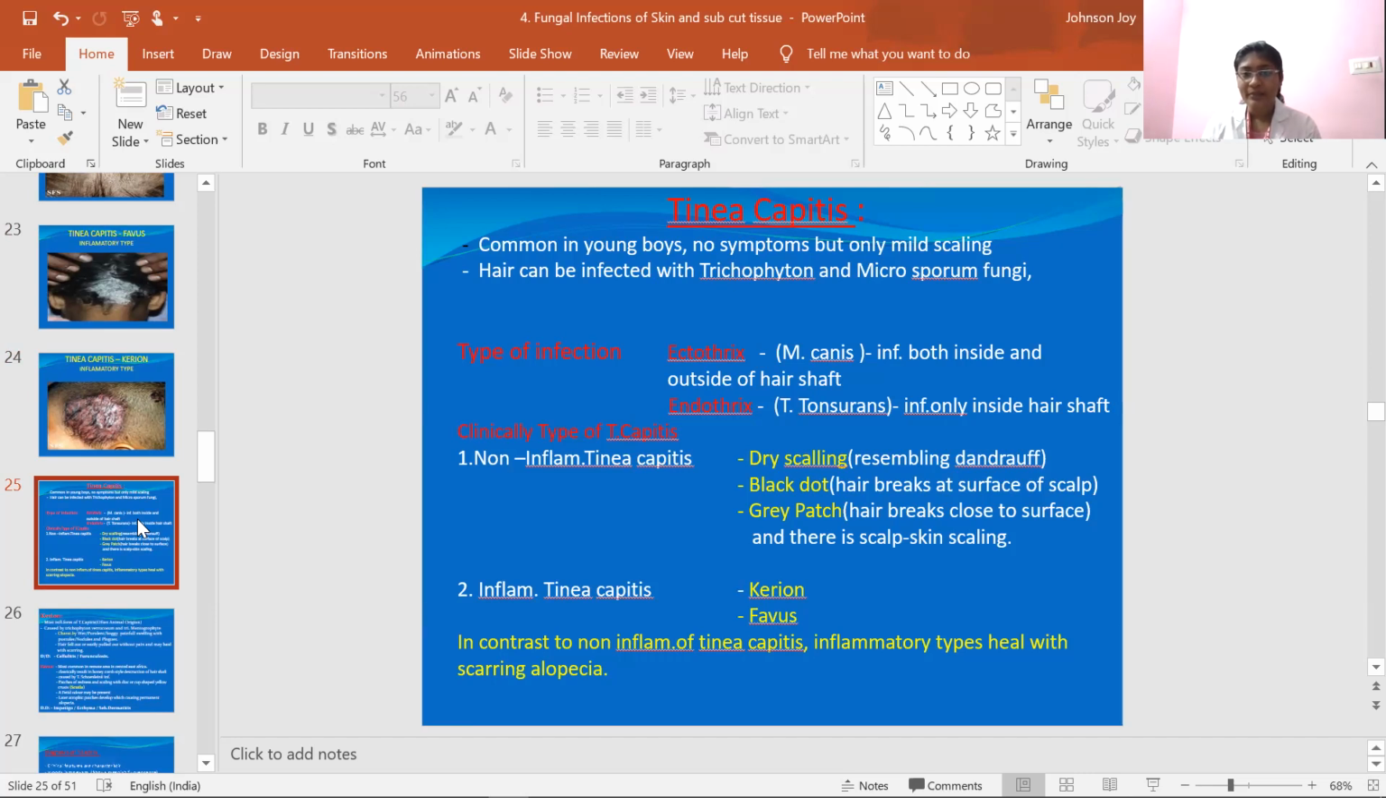Now, clinically, the types of tinea capitis can be non-inflammatory as well as inflammatory. Among non-inflammatory, there can be dry scaling, which resembles dandruff. Then there is black dot, where the hair breaks at the surface of the scalp. Gray patch means the hair breaks close to the surface of the scalp, with scaling of the scalp skin. Inflammatory tinea capitis can be Kerion or favus. In contrast to the non-inflammatory types, inflammatory types heal with scarring alopecia. So the inflammatory types always heal with scarring.